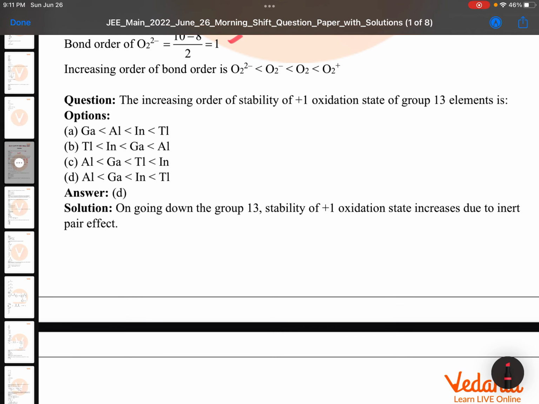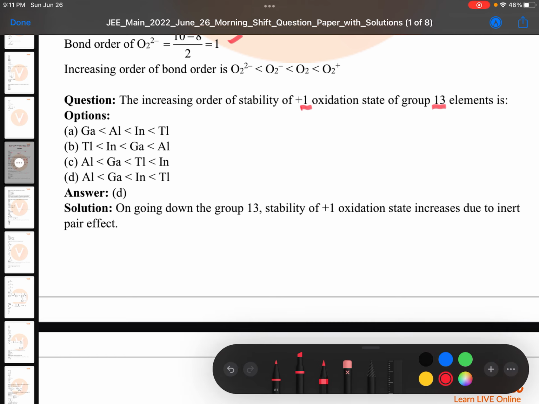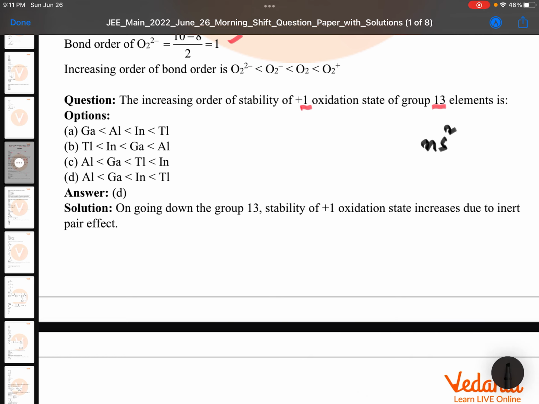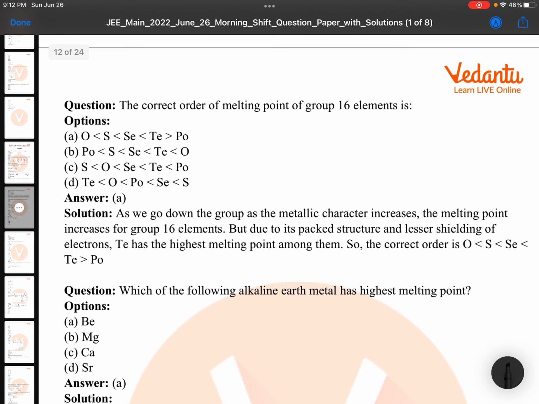The increasing order of stability of +1 oxidation state in group 13 elements. Group 13 general electronic configuration is ns2np1. Down the group, the lower oxidation state stability increases. Thallium must be maximum. Here also thallium is good, but aluminum generally shows +3. The logic here is very simple. Very simple question it is.